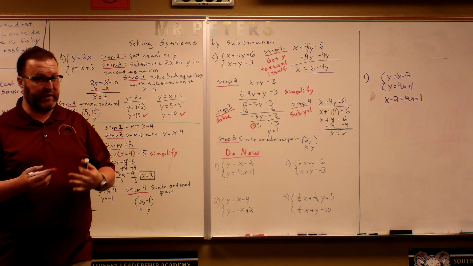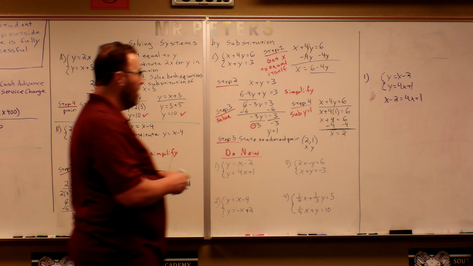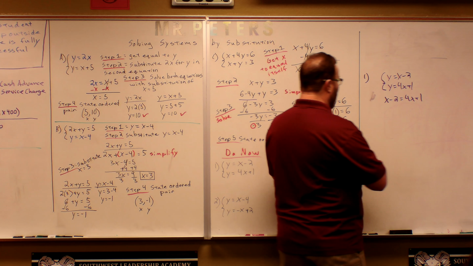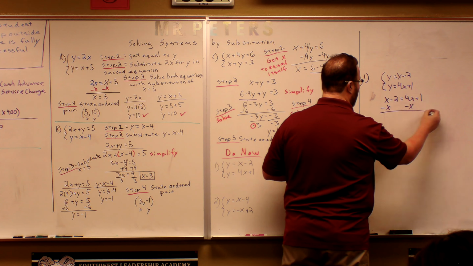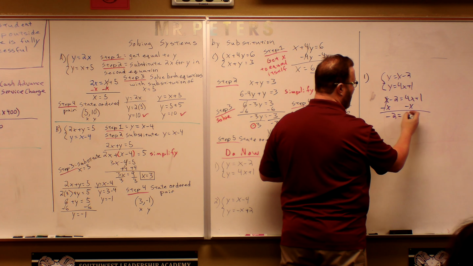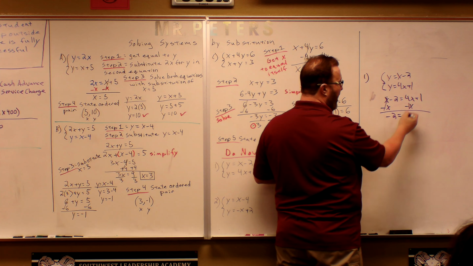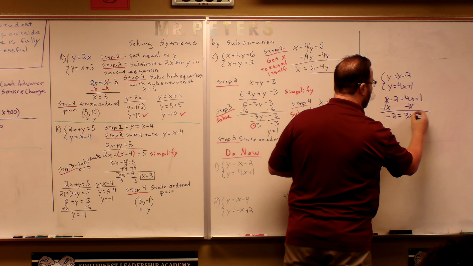I will tell you what I do. I try to avoid negatives, especially negatives of variables, okay? So what I'm going to do is subtract x from both sides. That's going to get this x by itself. It's going to be negative 2 equals, there's a 1 in front of here that we can't see, so this is 4, so this becomes 3x plus 1.